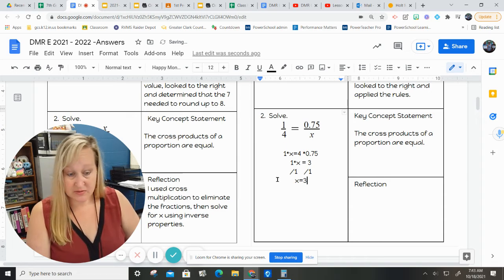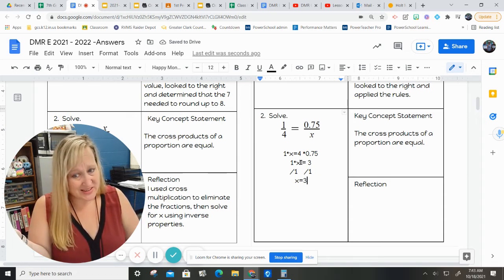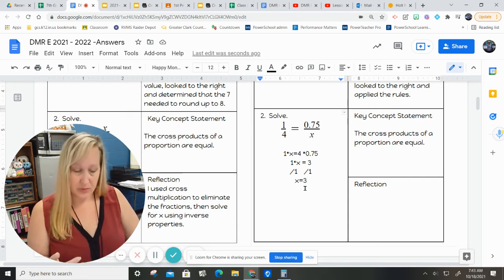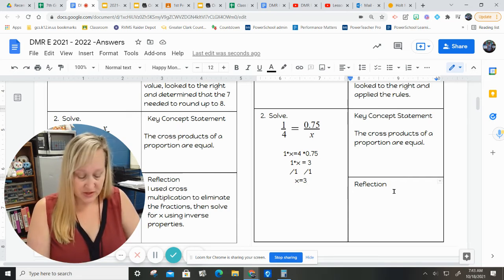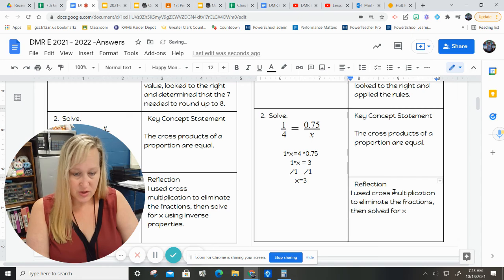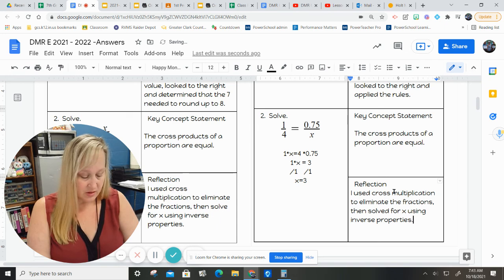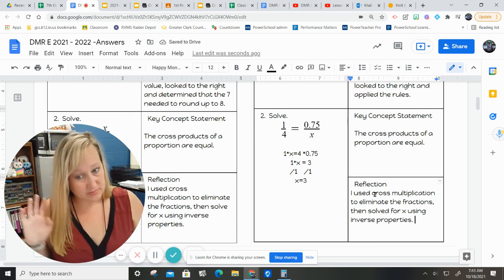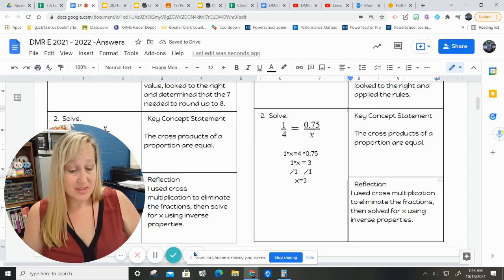So realistically, you may not have needed this last step because 1 times x is just x. But to review using those inverse operations, I put that on there. So reflection: I used cross multiplication to eliminate the fractions. Then solved for x using inverse properties. And you do not have to use the one that I have, but you need to have some sort of reflection. That's all there is to it.